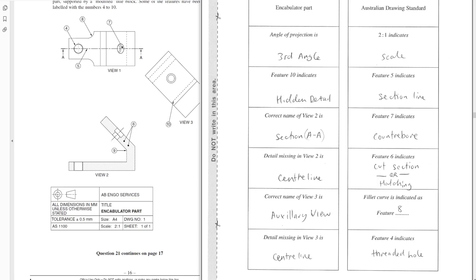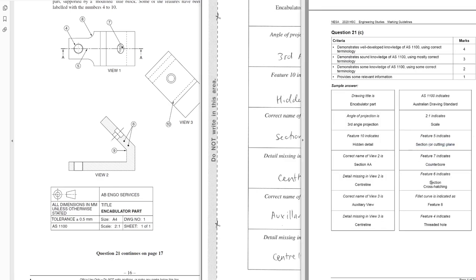Feature 6, so they're just pointing to this part here. So I would say it's the cut section, right? It's showing that this indicates material that's being cut through, or the term hatching. So they refer to it as section or cross hatching.